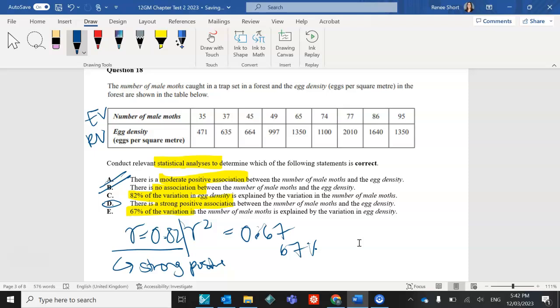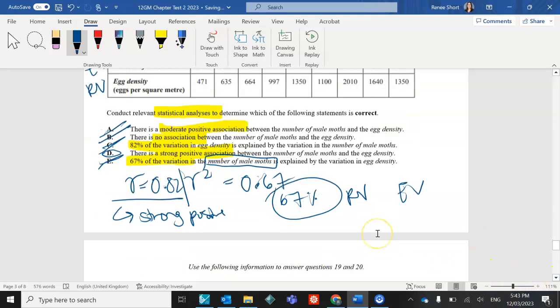Both C and E are trying to interpret that coefficient of determination, which is R squared, so they need the percentage 67, so that gets rid of C. And when I interpret that percentage, I always do it as 67% of the variation in the RV can be explained by the variation in the EV, and we said that egg density was the RV. This has male moths first, so that is not the answer either.